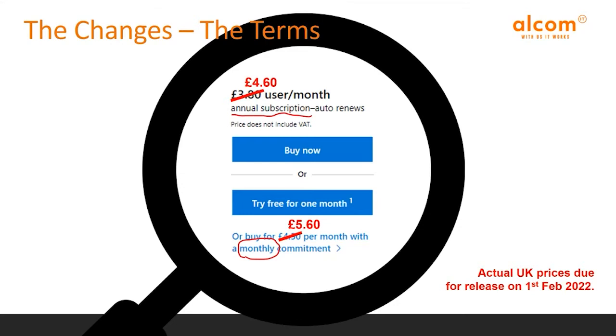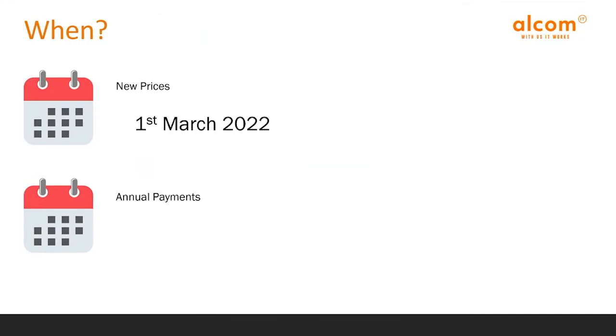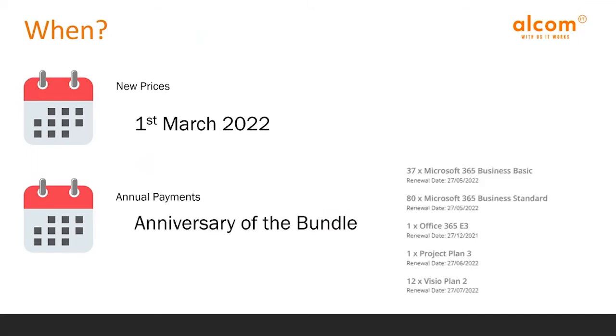So when does all this come in? The new prices, as I've said, are on the 1st of March 2022. That's the new base prices. So the £3.80 goes up to the new price, and the other products I showed you go up to the new price on the 1st of March 2022. The annual payments, now that's slightly more complicated. If you want to switch, which you will do, to an annual payment system instead of your monthly payment, that will happen on the anniversary of the bundle.